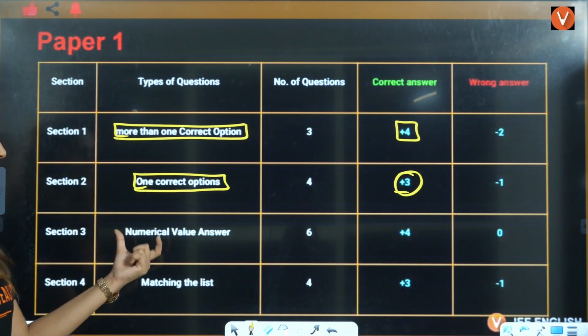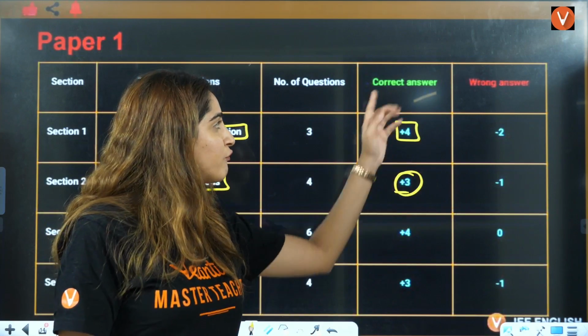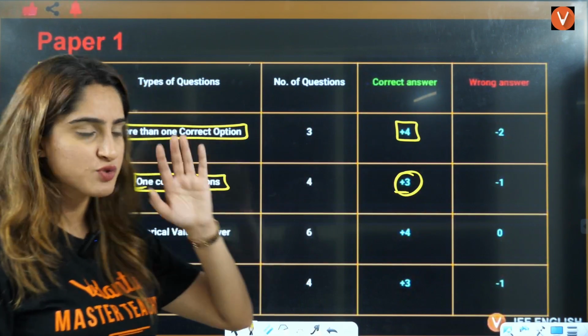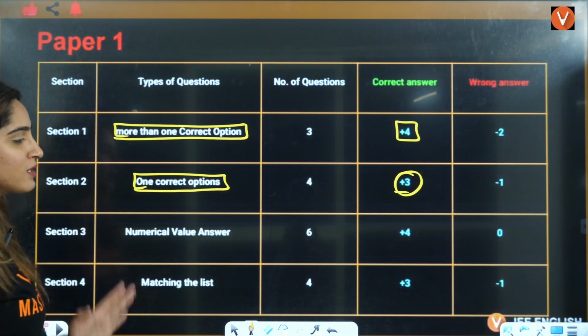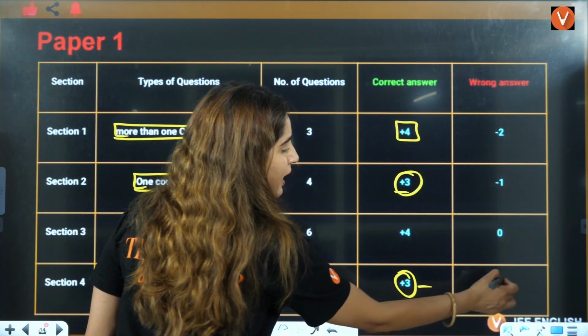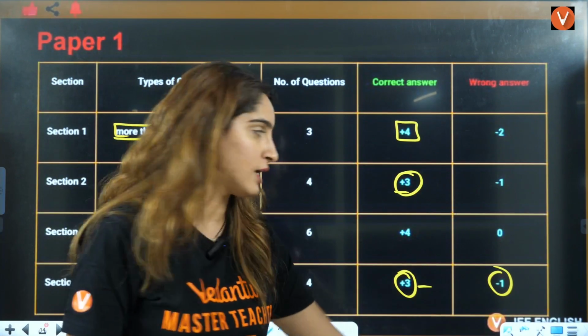Now, this is the numeric value answer. This I have already told you. This is simple. If you give the answer, plus 4. If you don't give an answer, 0. No marks will be deducted, right? Then match the following is also the same as one correct, right? That is, if you give the correct answer, 3 will be added. If you give a wrong answer, then minus 1 will be deducted, right?